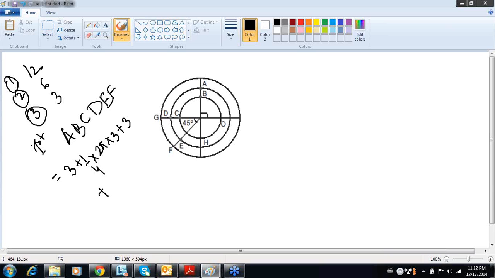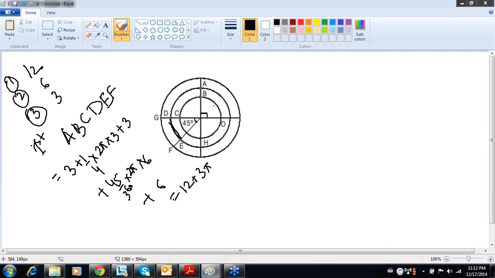45 degree. This sector DE value will be what? 45 by 360 into 2 pi r, 2 pi into 6 plus EF will be what? Difference between first two circles. So 12 minus 6, that is 6. So the value will come out to be 12 plus 3 pi.